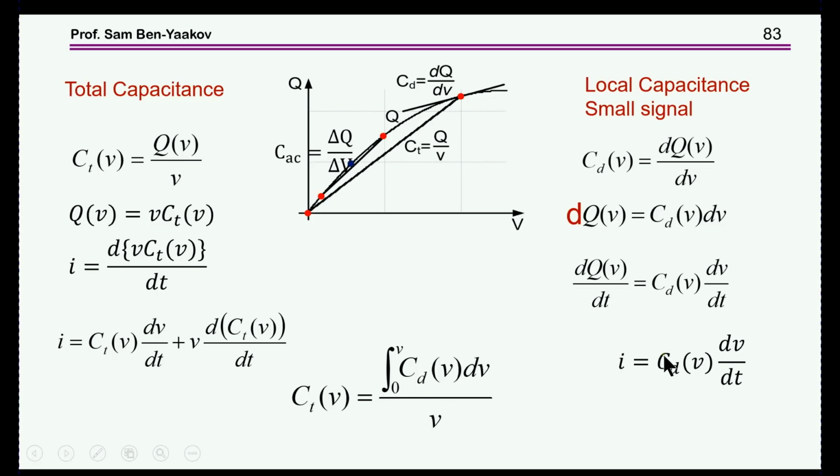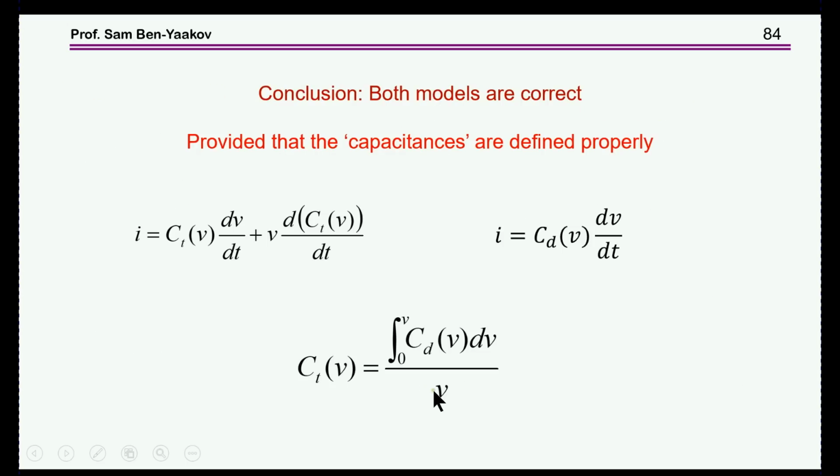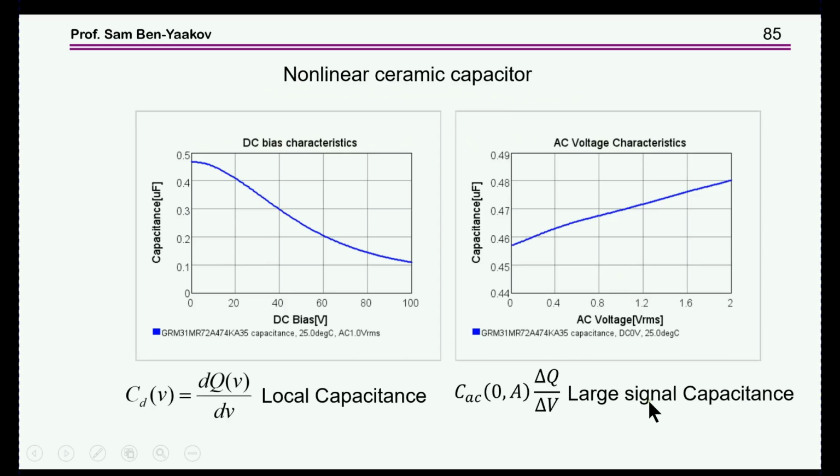As it turns out, there is, of course, a relationship between the two, and this equation here in the middle is how to get the total from the derivative. Once you know one, you can do the other. I've already said it, both models are correct, but you cannot say just capacitance, you have to say what capacitance you mean. And then, of course, you can use this or this. So this is what the vendors are giving in a limited way.